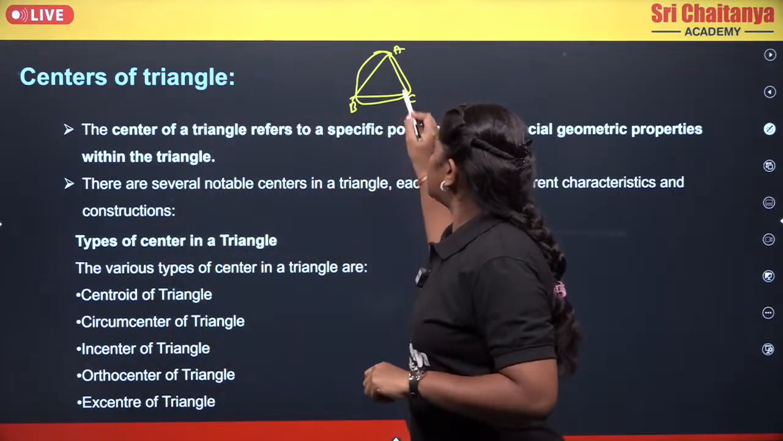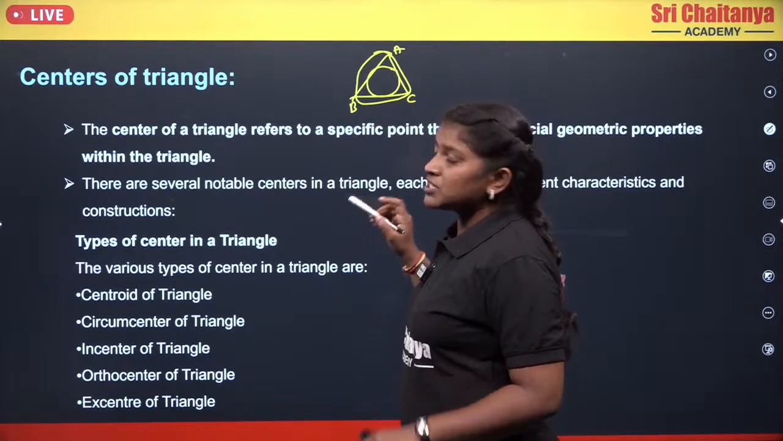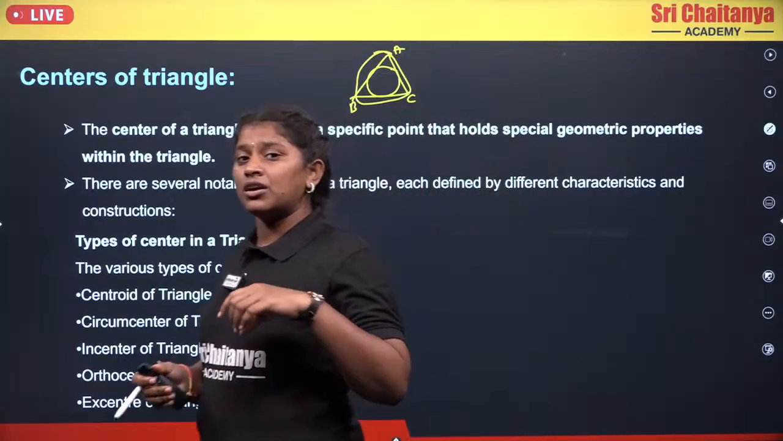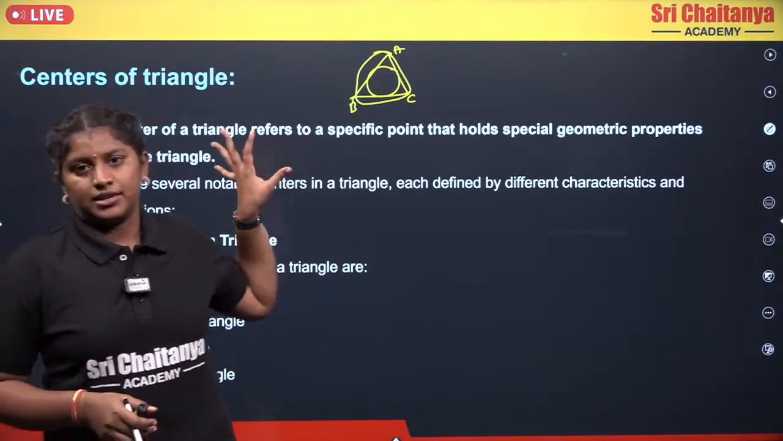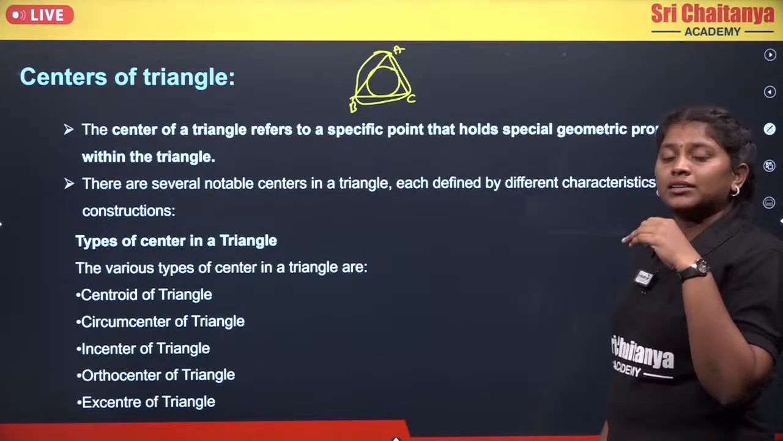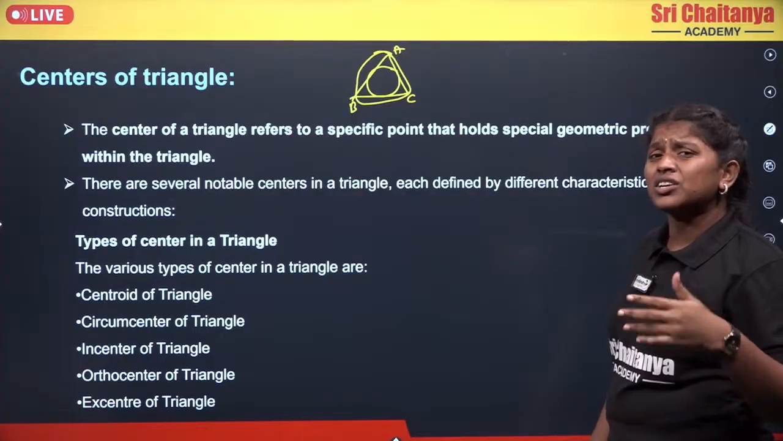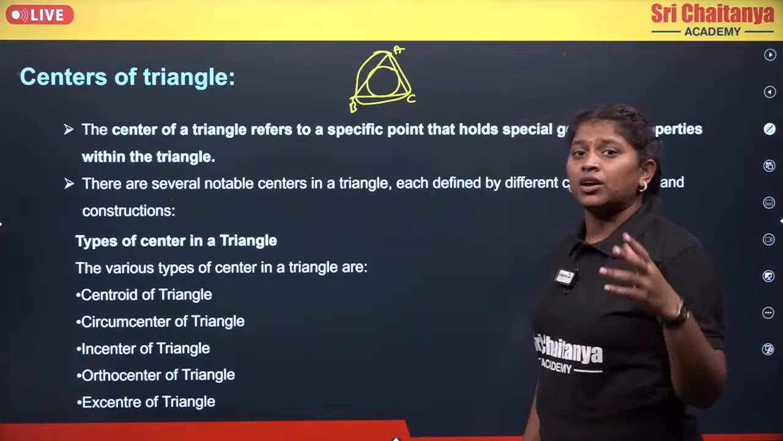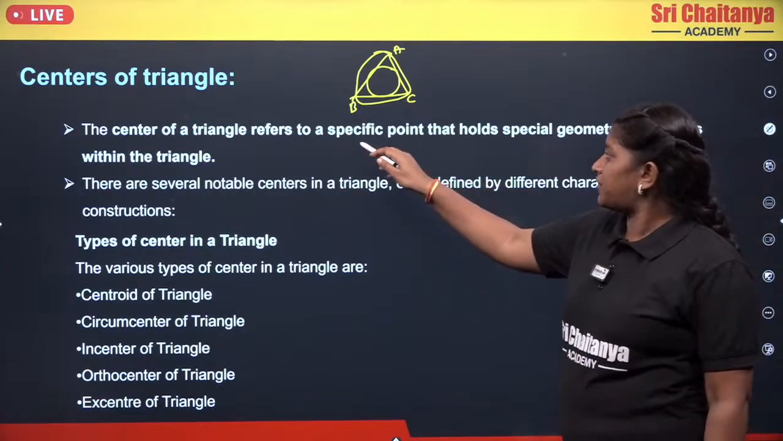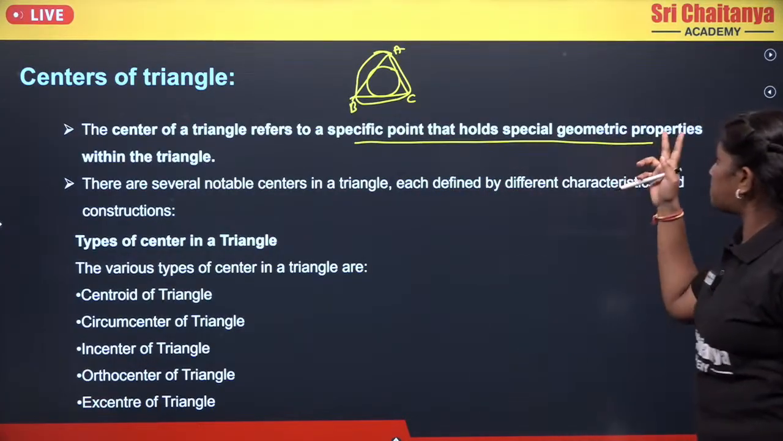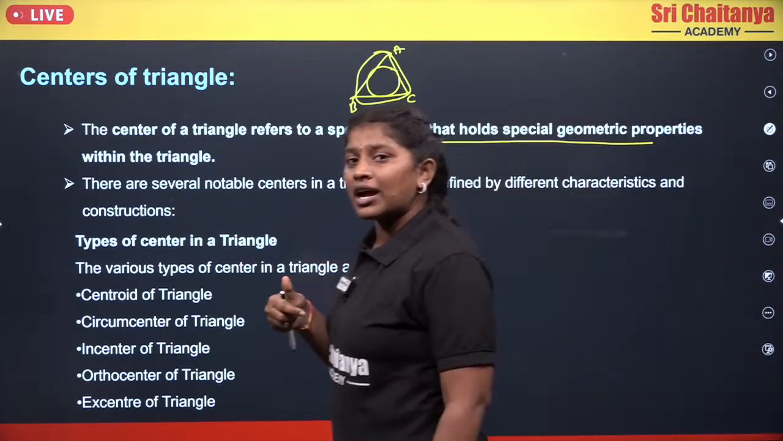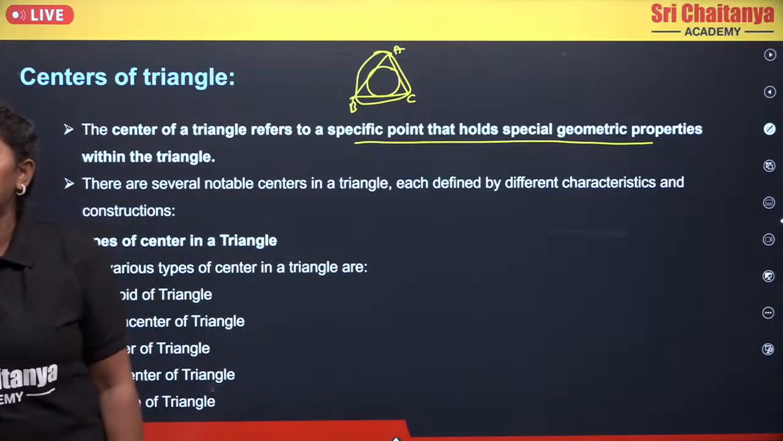And moving to the next condition, I am having a circle inside of my triangle which is touching the 3 sides. That becomes your incircle, and it will be having one center. That becomes your incenter. Okay, so like that we will be having some centers which are distinguished with respect to their construction and whatever properties they are having. Okay, now the center of your triangle refers to a specific point that holds special geometric properties within the triangle. So every center of your triangle will be having its special characteristics in order to define them.